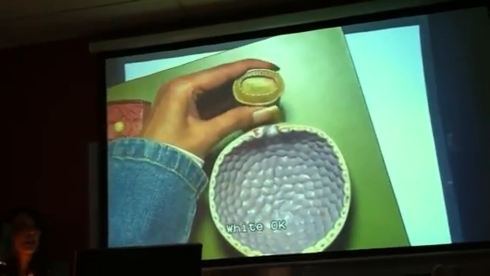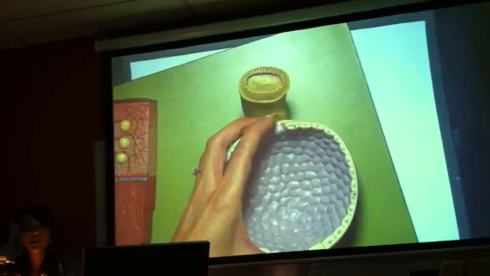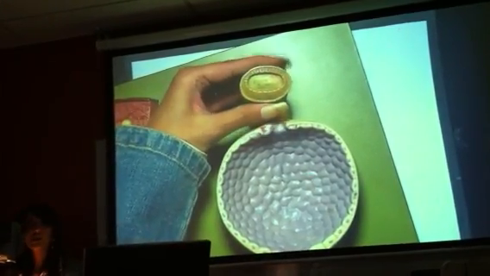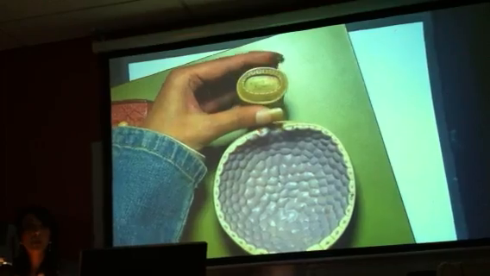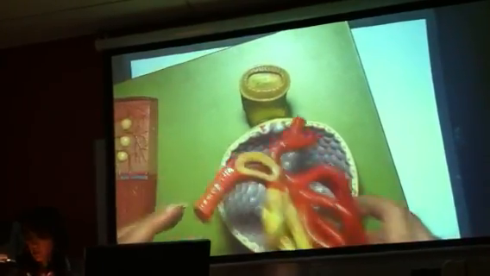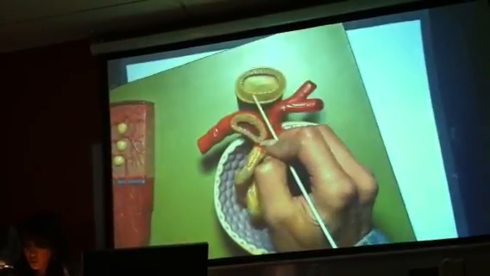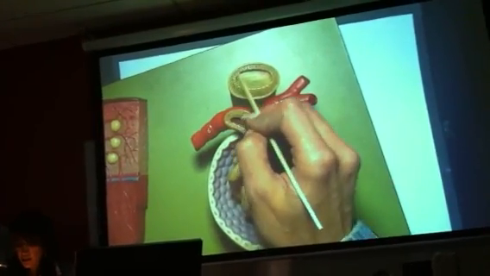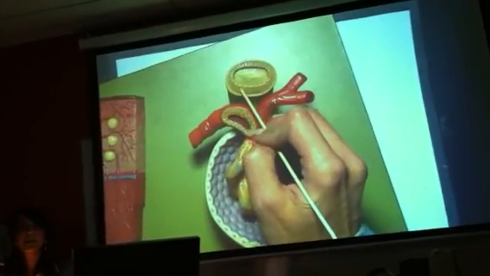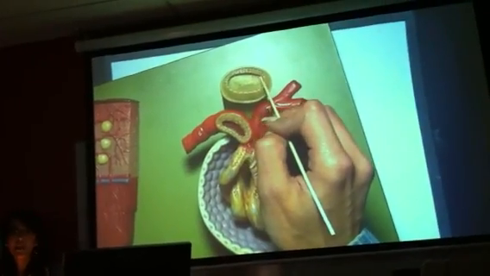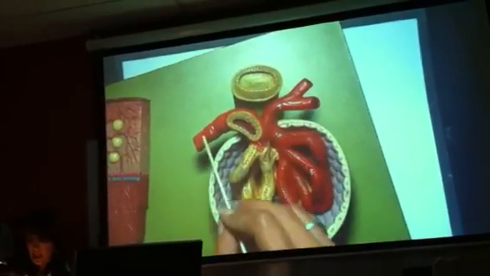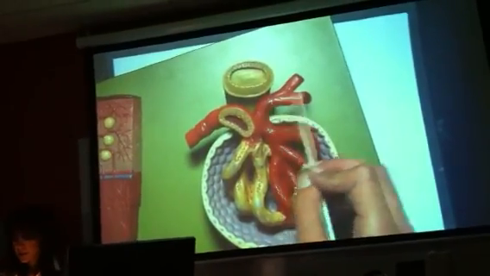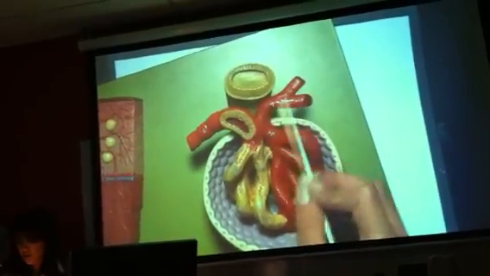This tube here is not connected to Bowman's capsule, but it comes into contact with it, so this is the distal convoluted tubule. And within the distal convoluted tubule, you have cells. Do you see the cells? Cuboidal cells. These are the macula densa cells. This is the afferent arteriole. This is the efferent arteriole.